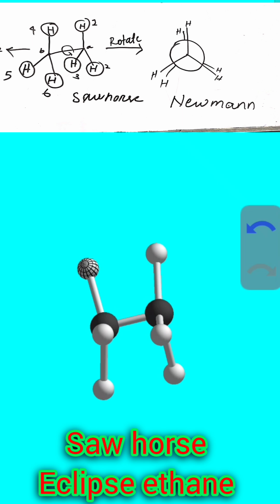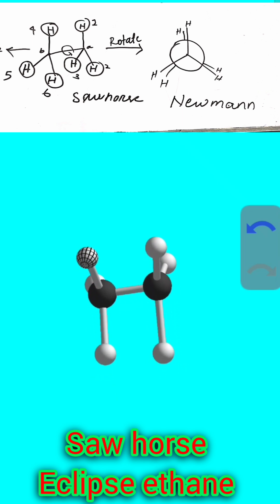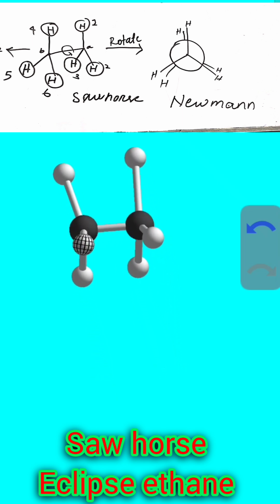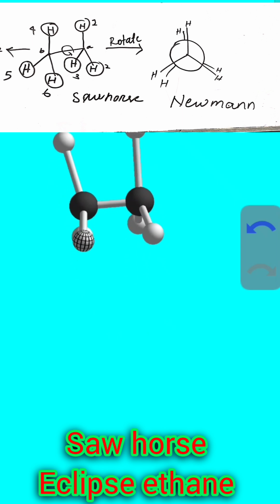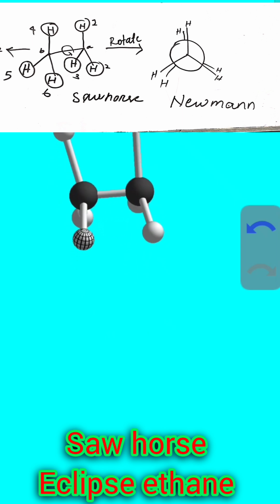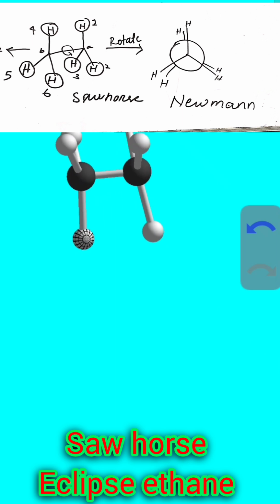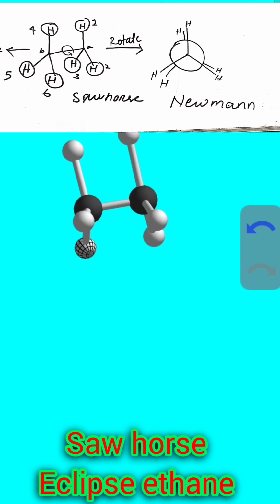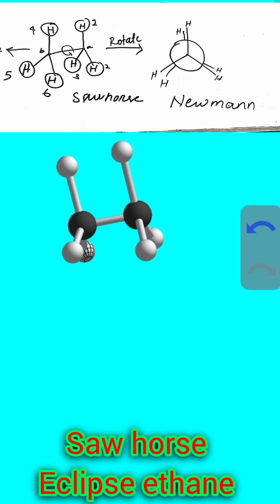If any sidewise representation of a molecule is shown on paper or in 2D by pen, then it is called the sawhorse representation. In case of ethane, which is shown in the video, the 2 black balls are carbon and the 6 grey balls are hydrogen.